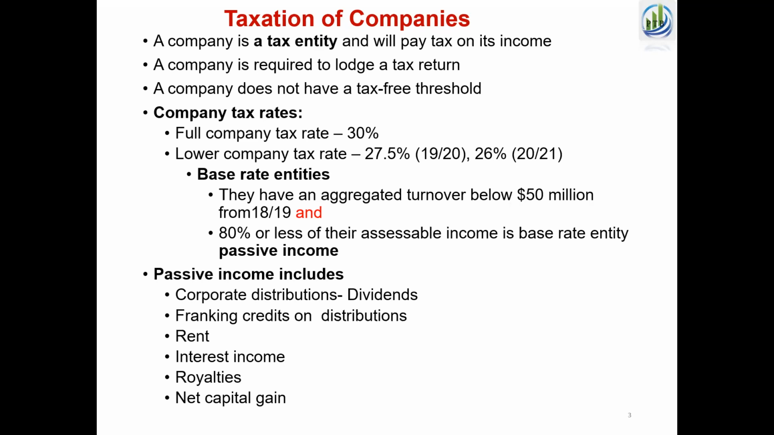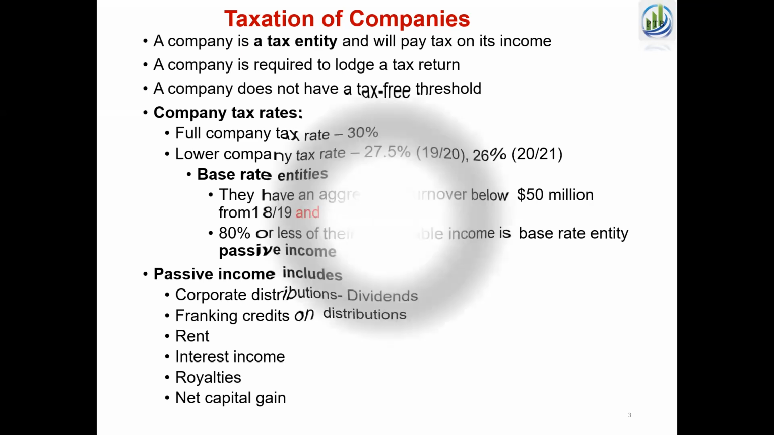So a base rate entity is one where the turnover is less than 50 million, and your income should come from your normal trading, buying and selling products or providing services, not over 80% from passive income. Otherwise, you are not eligible to get the lower company tax rates.